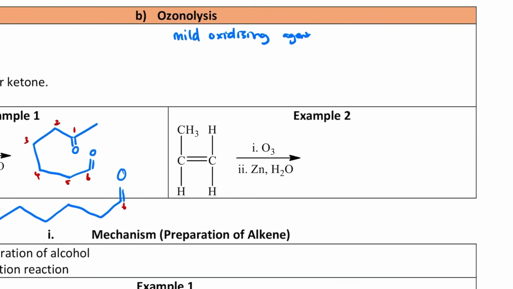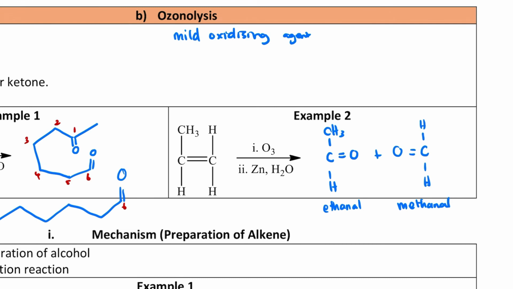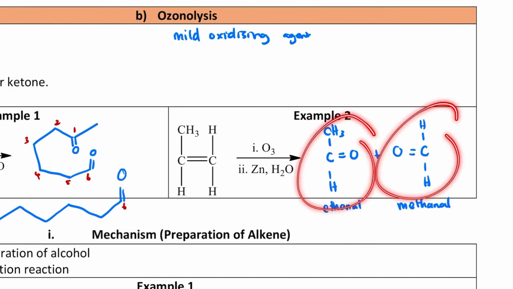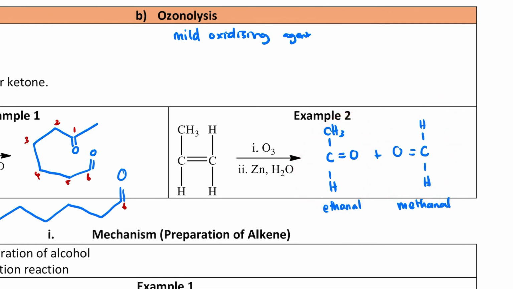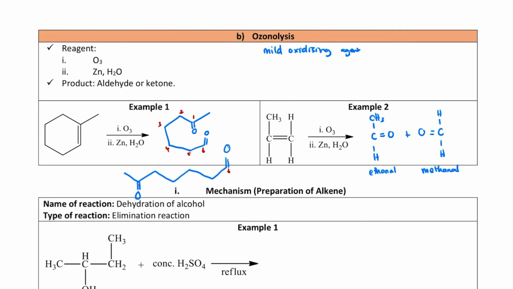Alright, so next kita tengok example 2. Okay, example 2 tak susah pun. Sama juga, ini dia akan break this carbon-carbon double bond tapi tambah O je. So C double bond O, H, H. Okay, so kalau kita nak tengok, ini produk kita. Ini adalah ethanal tadi and this is methanal. Okay, so kita settle. That is our product. Dia halfway sahaja.